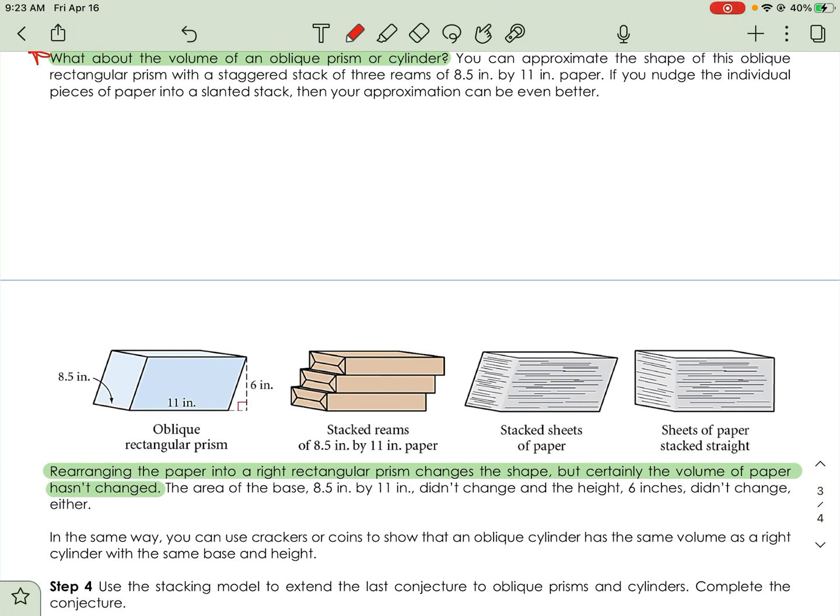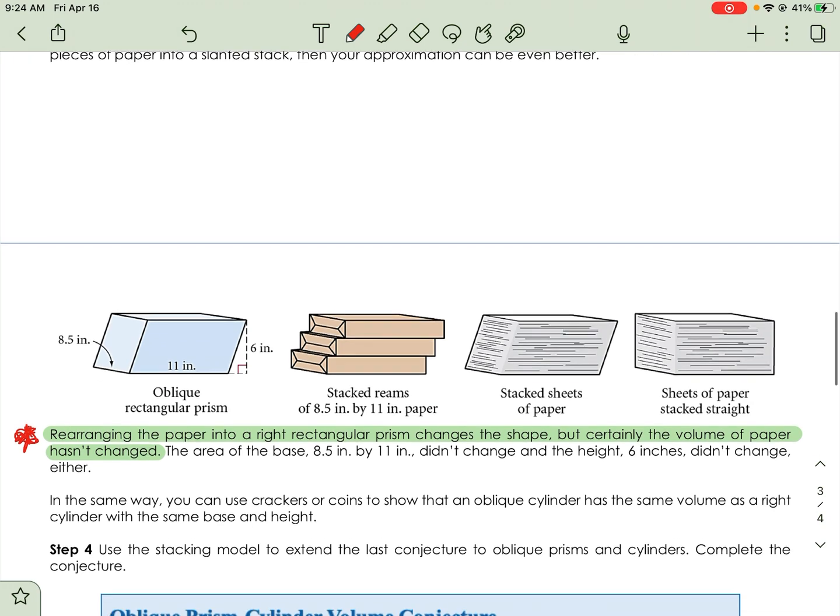And we can agree that if we take all this paper and were to sort of tap it or nudge it that way so that it became a right prism, those 2 objects would have the same volume. The shape changed, but the volume did not, which is what we have highlighted right here. Okay, the shape changes, the volume doesn't.